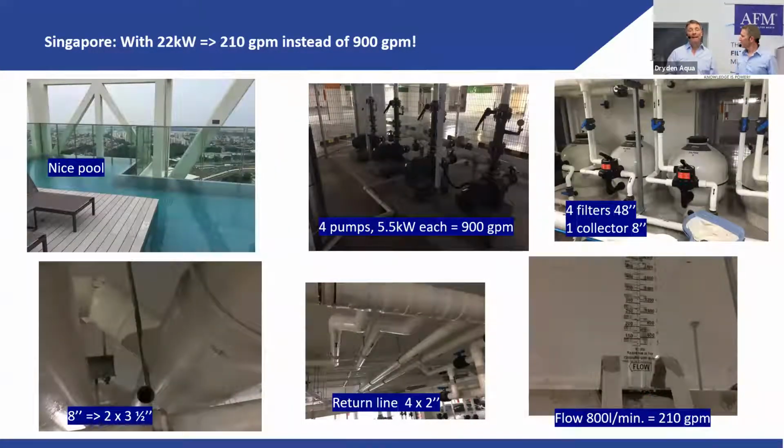That's 25%, huh? Yeah. So let this sink in. You invest 22 kilowatt hours of energy to get 210 gallons per minute. If you make the proper sizing, you can do this with a tenth, or at least with 20% of this energy. So this is a shame.